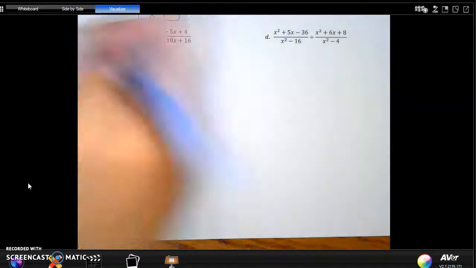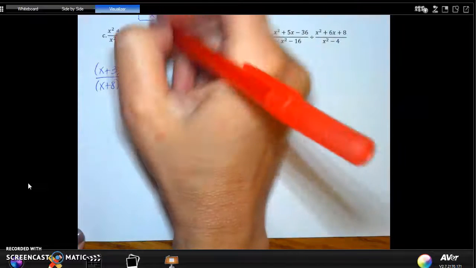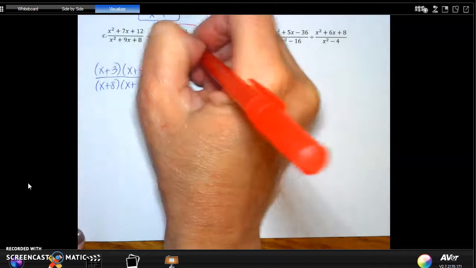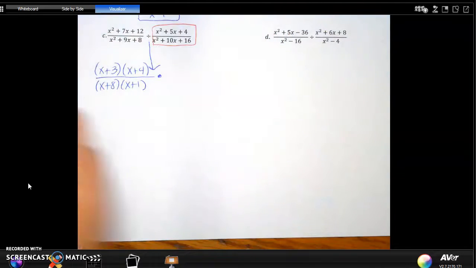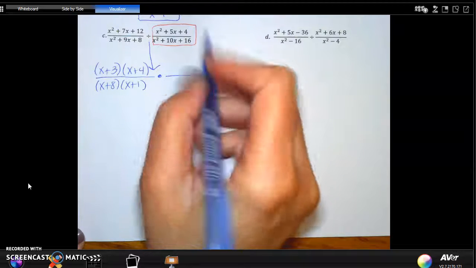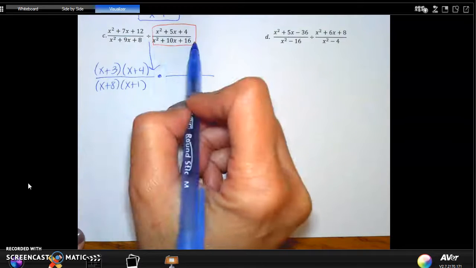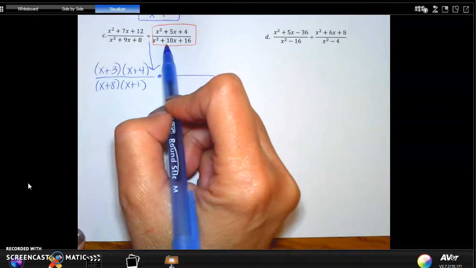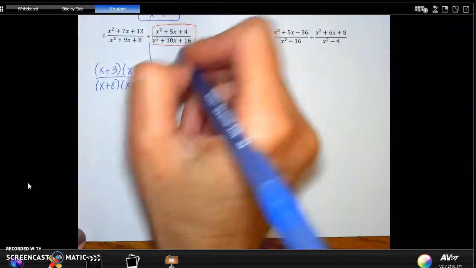And then here we go. Here's our division symbol. We're going to change that into multiplication. And we're going to flip what follows. Okay? So I'm going to factor this and put it up on top. So factors of 16 that get us to 10 are 8 and 2.